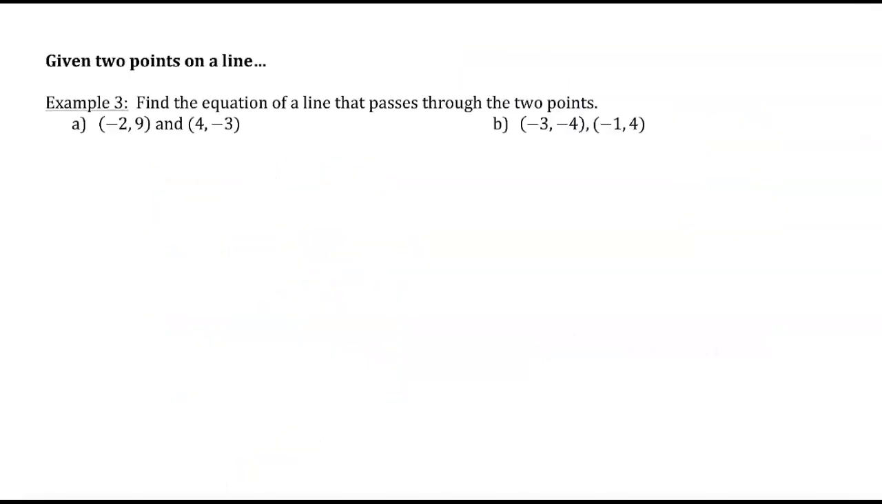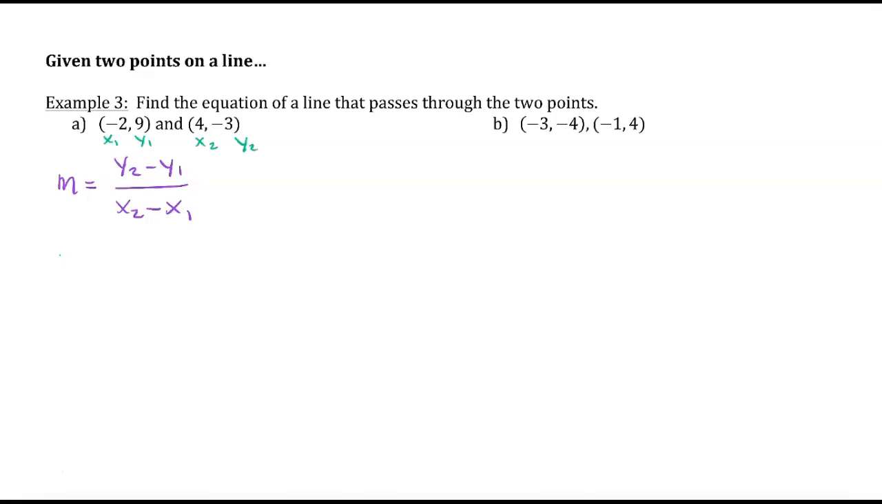In example 3, we have similar instructions where we need to find the equation of a line. But this time, instead of having the slope and 1 point, we are simply given 2 points. This is not a problem because we know how to find the slope from 2 points. M, the slope, is equal to (y2 minus y1) over (x2 minus x1), where (x1, y1) is 1 point and (x2, y2) is another point. Let's have this first point be (x1, y1), and the second one (x2, y2).